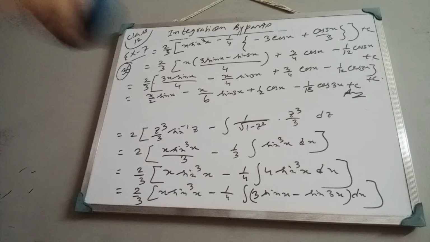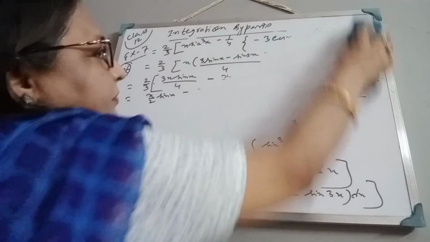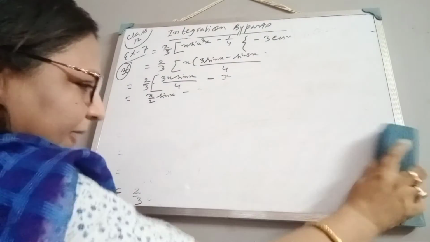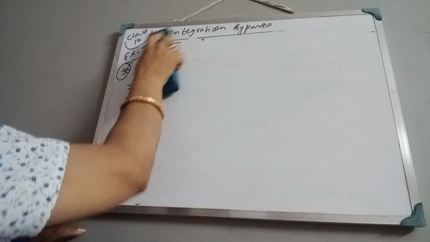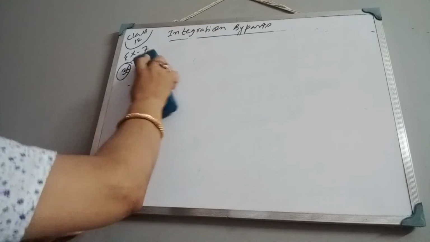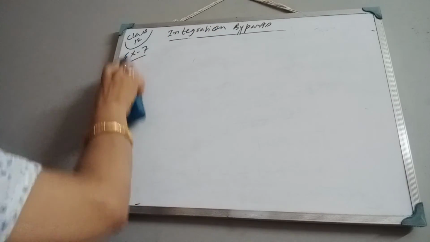Now let me rub this part. Now the chapter is integration by parts. This chapter is now completed. All sums done. Maybe few sums may be left that you should try.